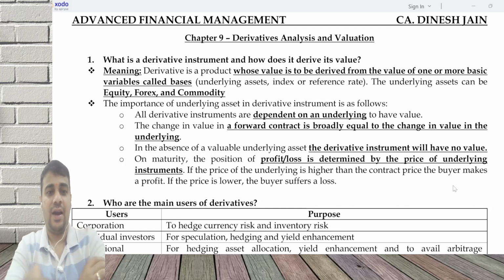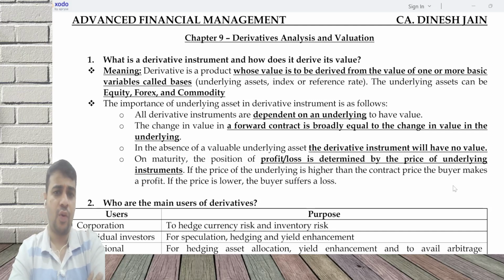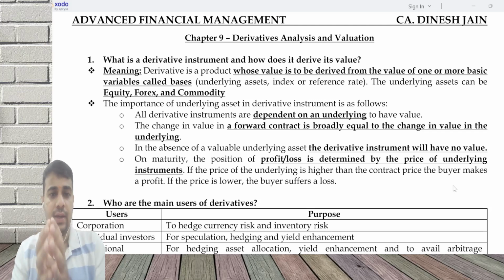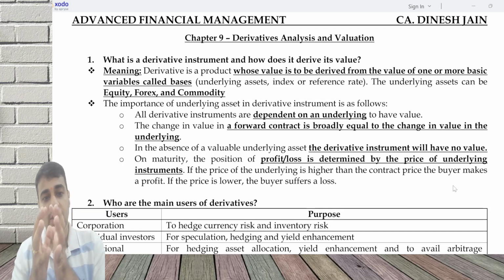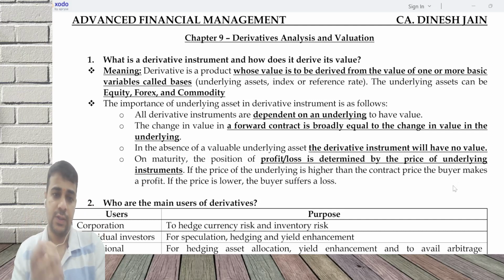Hi friends, so I'll now move to the next chapter, which is on derivative analysis and valuation. Chapter 9. Just to give a broad overview of the chapter, what we are going to learn here is what are the different types of derivative instruments, who are the users of derivatives, broadly defining the difference between forwards, futures, or futures and options, and maybe a discussion on the advanced set of areas like exotic options, credit default swaps, weather derivatives, electricity derivatives.